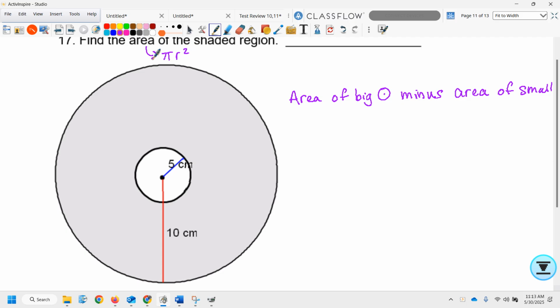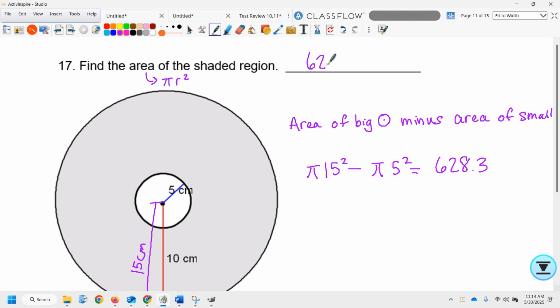This is a little tricky because just from here to here is 10, but this is 5. So now the radius of the big circle is 15 centimeters. You do need to pay attention to that, okay? So the area of the big circle is pi 15 squared. Now we're going to subtract the area of the little circle, pi 5 squared. You literally put it right into your calculator just the way it looks. So pi 15 squared minus pi 5 squared is 628.3. Now it is area, so it's 628.3 centimeters squared.